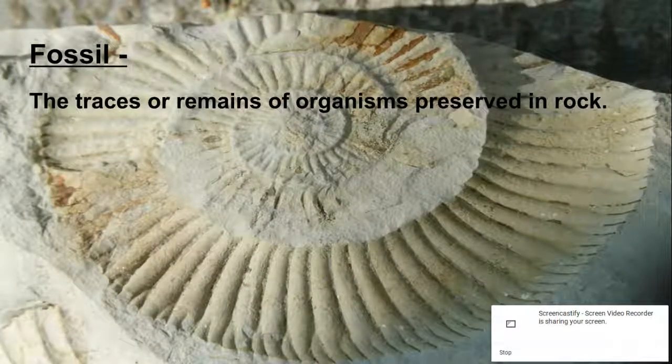Fossil. A fossil means the traces or remains of organisms that are preserved in rock. When an organism dies, its remains can be trapped inside wet soil, and when that wet soil dries and hardens, it dries into the shape of the animal. That's where you get your fossils that eventually over time turn into really hard rock.